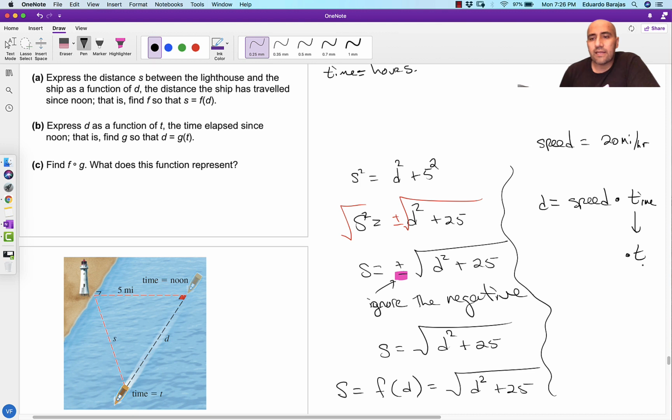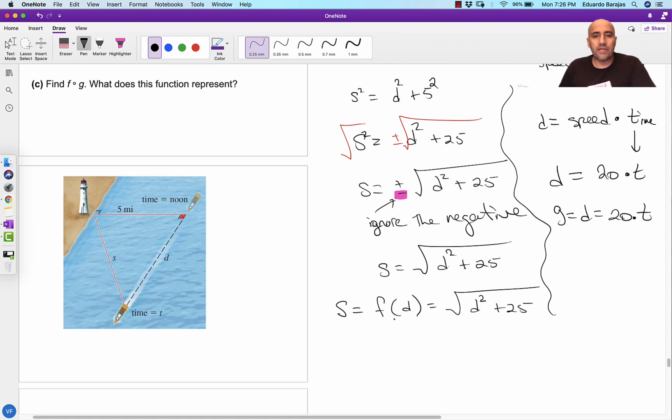Given some t in hours, like if he travels 1 hour, it'll be 20 miles. If he travels for 2 hours, it'll be 40 miles. So we're saying g, which is equal to d, is equal to 20 times t, which is 20t. And finally, find C, which is f composed with g, and express what that represents.